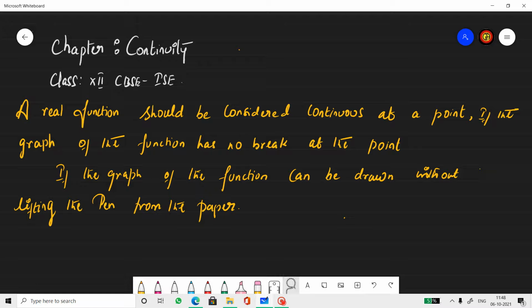A real function should be considered continuous at a point if the graph of the function has no break at a point. So imagine there is a graph and you take a particular value of x, and you find the x and the corresponding y value for that. There is a graph already for a function and you've been given an x value, all right? Now you substitute that x value in the function to get the y value, and then you plot that in the graph.